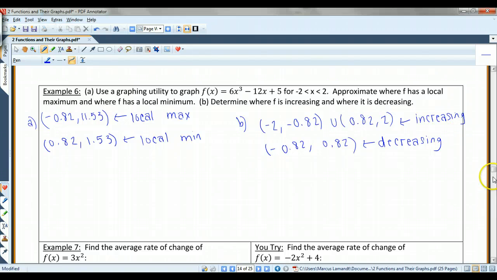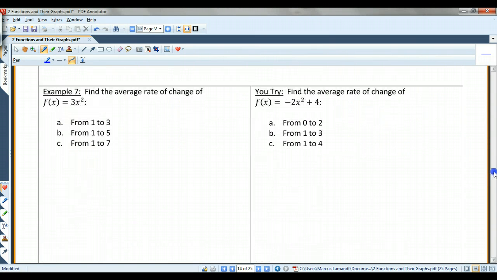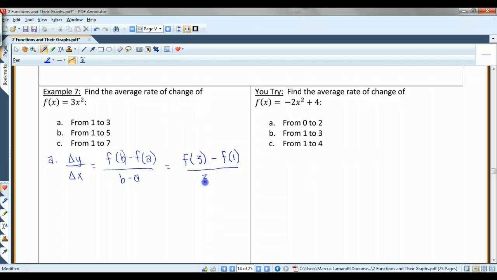All right. Example 7. Find the average rate of change of f of x equals 3x squared. Hopefully you guys remember the average rate of change can be found with this equation: change of y over change in x, or f of b minus f of a over b minus a. So in this case it would be f of 3 minus f of 1 over 3 minus 1.